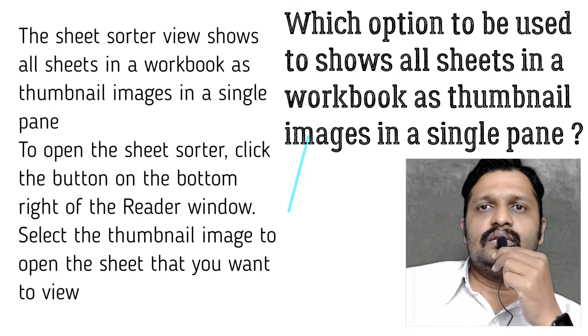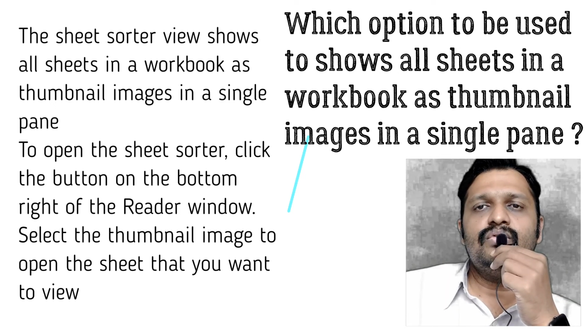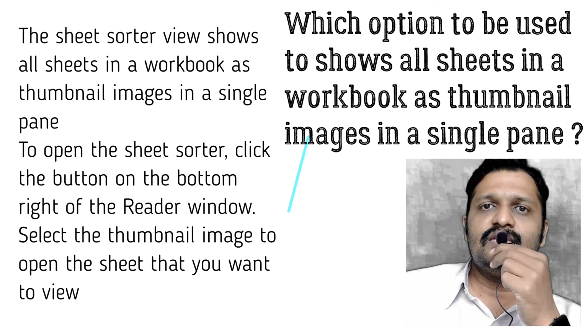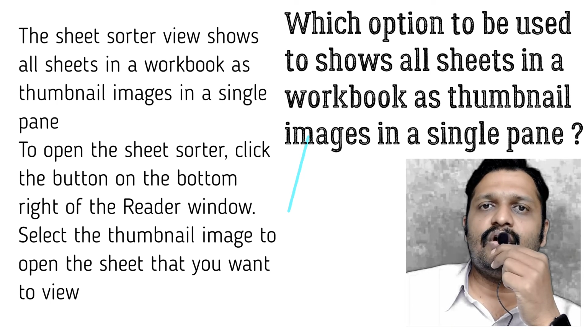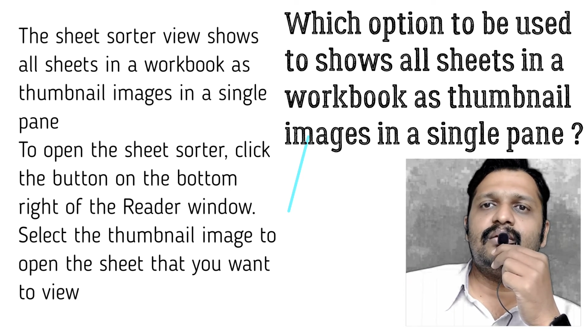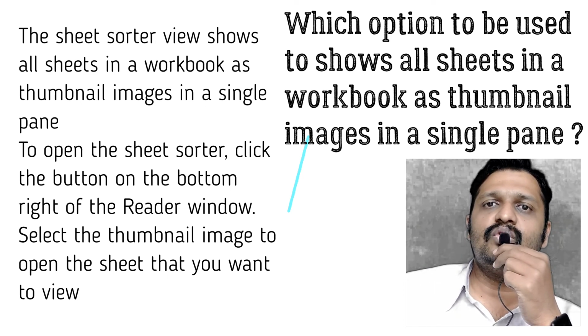Next question: which option is used to show all sheets in a workbook as thumbnail images in a single pane? The sheet sorter view shows all the sheets in a workbook as thumbnail images in a single pane. To open the sheet sorter, click the button on the bottom right of the reader window. Select the thumbnail image to open the sheet that you want to view.